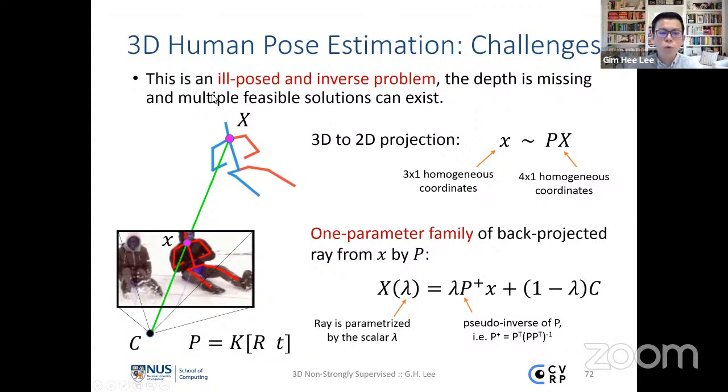And we know that this is actually a very ill-posed problem, because when we project from 3D to 2D, we all know that the depth is missing. This is a non-invertible projection, which means that given 2D, to recover the 3D structure, we are missing a lot of information. In addition to being an ill-posed problem, this is also an inverse problem, because of the ambiguity in depth. For example, the 3D counterpart of this particular point that we see on the 2D image could lie anywhere on this light ray. So there could be more than one feasible solution to this problem of lifting 2D to 3D human pose.